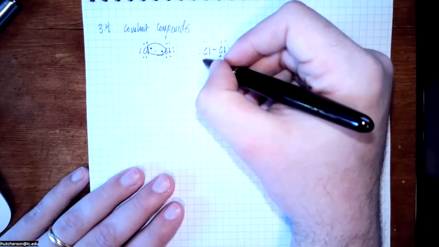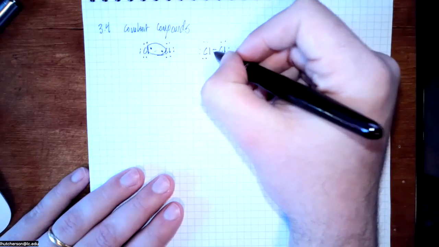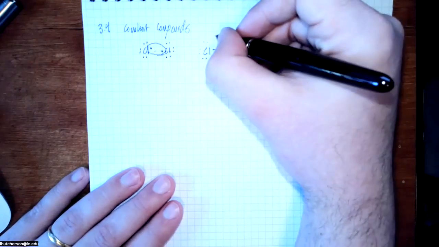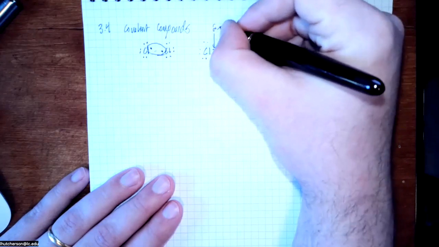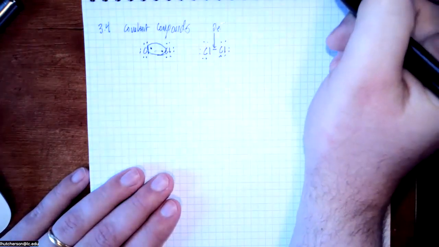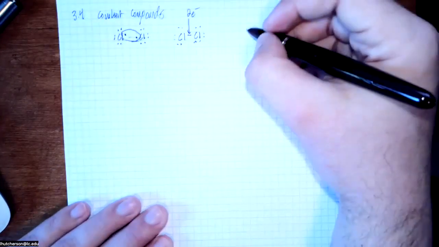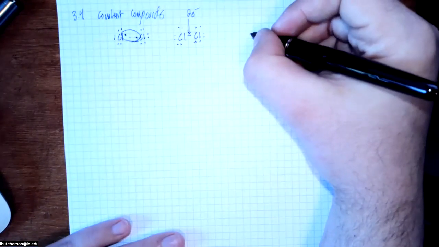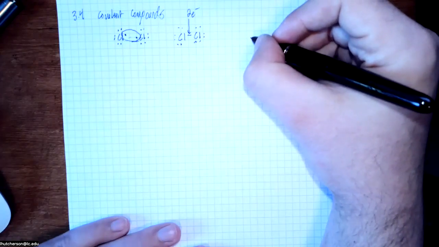This line here that I've drawn represents a covalent bond. Covalent bond is shared electrons. By the way, one covalent bond represents 2 electrons. Right. So let's look at a similar idea.